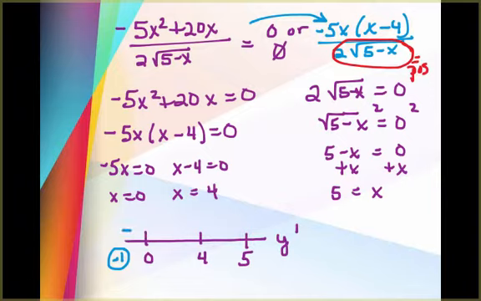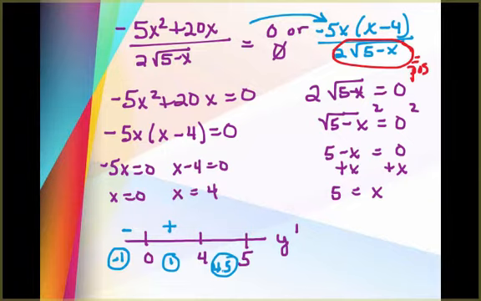Pick something between 0 and 4. So I'm going to pick 1. If I put 1 in, I get -5 times 1, that's negative. And 1 minus 4, that's negative. And a negative times a negative is a positive. Pick a number between 4 and 5. Well, I'm going to use 4.5.